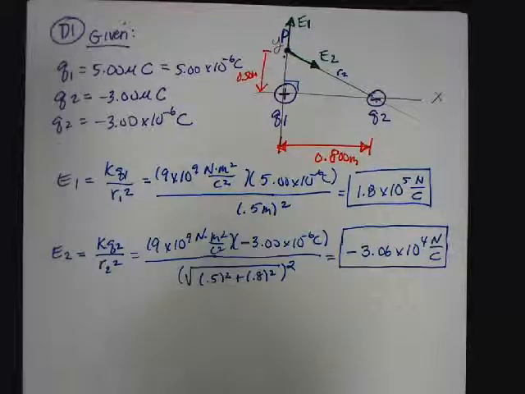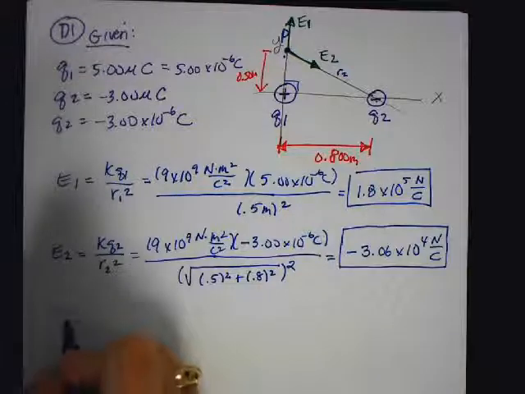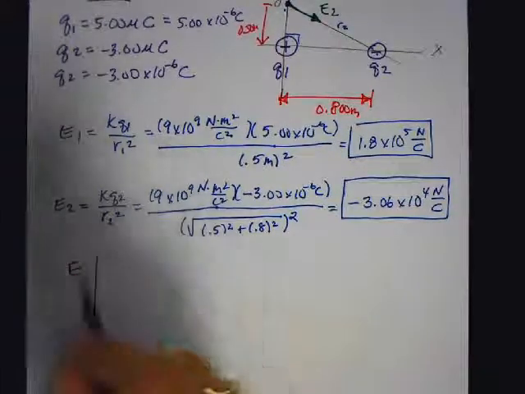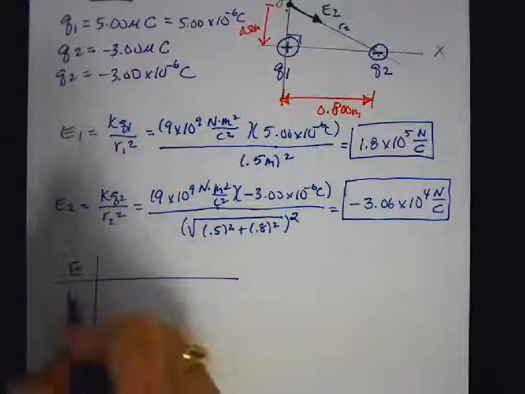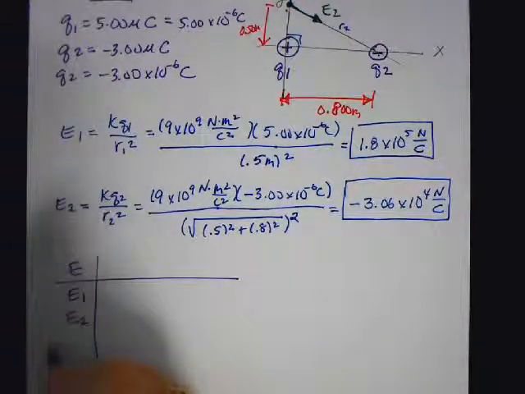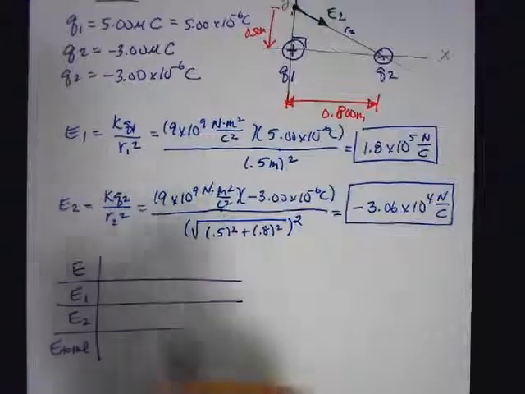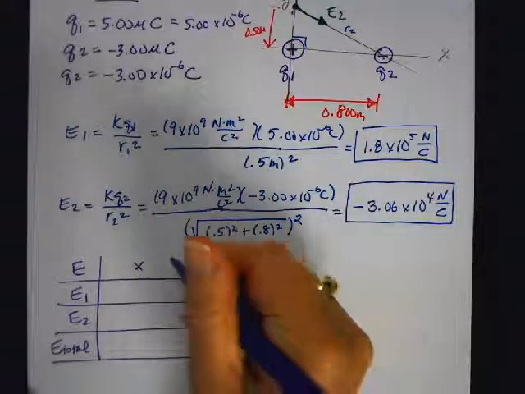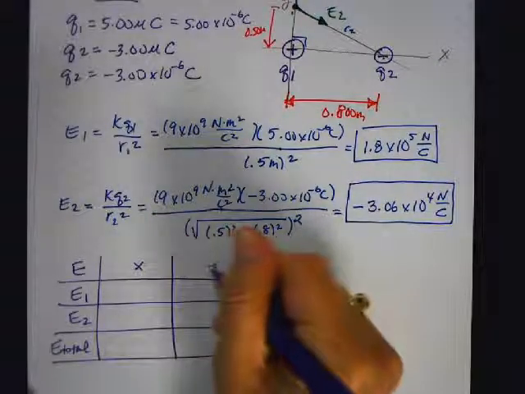Okay, now comes chart time. So on my chart, I'm going to have E, then I'm going to have E1, then I'm going to have E2, and then I'm going to have E total. Then I'm going to have the X component, and then I'm going to have the Y component.